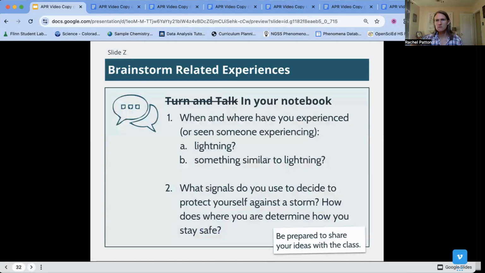So now that we have our initial models, think about some related experiences that you may have had. So in your notebook, think about when and where you have experienced or seen someone experiencing lightning or something similar to lightning. So if it's something that you think might be connected or related, have the same types of matter and or energy involved. And then what signals do you use to decide to protect yourself against a storm? And how does where you are determine how you stay safe? So where might you go to stay safe? And how might that be impacted by where you are at a particular time? So pause the video and record these ideas.